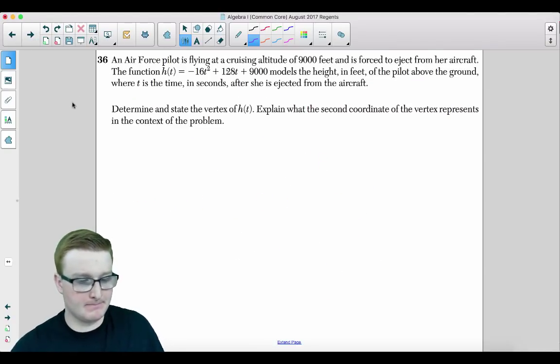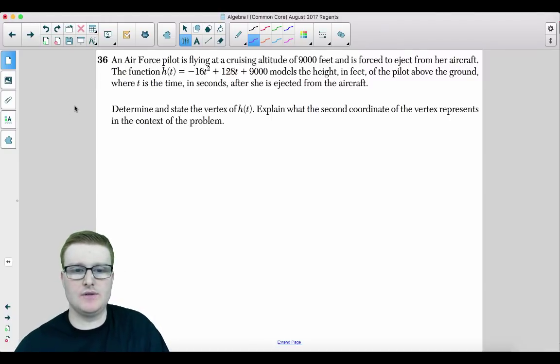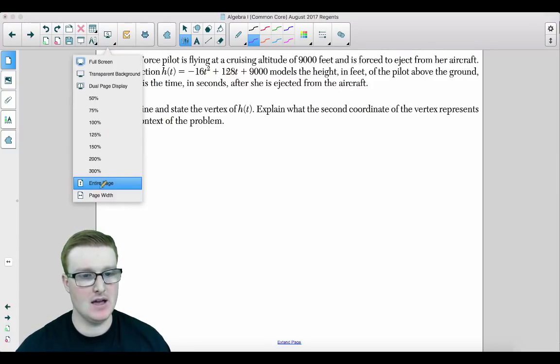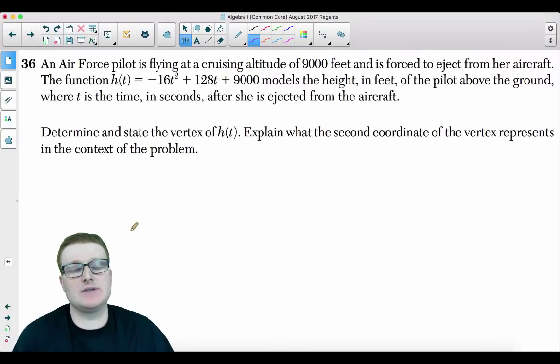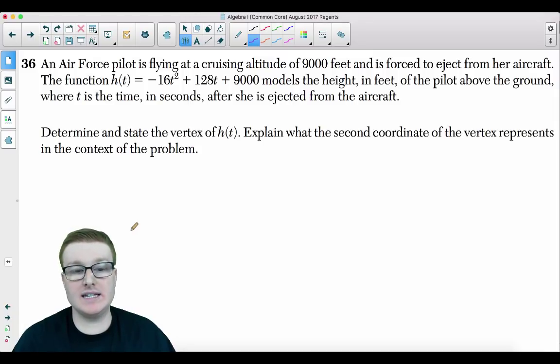All right, 36. An Air Force pilot is flying at a cruising altitude of 9,000 feet and is forced to eject from her aircraft. The function h of t equals negative 16t squared plus 128t plus 9,000 makes the height in feet of the pilot above the ground, where t is the time in seconds after she is ejected from her aircraft. Determine and state the vertex of h of t. Explain what the second coordinate of the vertex represents in the context of the problem.